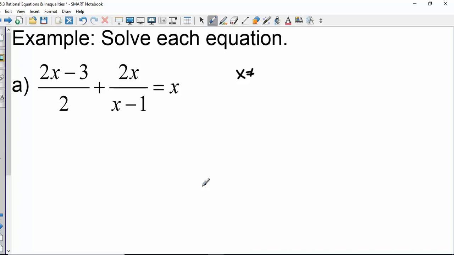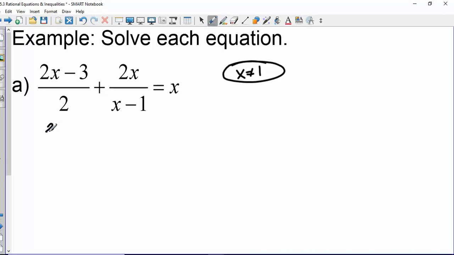So when I'm looking at these fractions, does 2 ever equal 0? No. What would make x minus 1 equal 0? 1. So I know right now that x cannot be 1. So if I solve this and get x equals 1, what would I actually end up saying then? No solution. Okay. Second thing. Do you guys like fractions? Nope. So let's get rid of them.